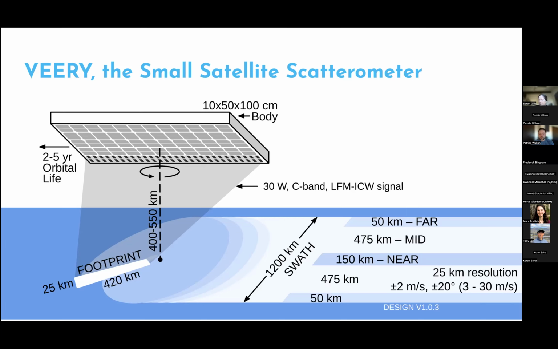The signal that the radar uses is a 30-watt C-band LFM ICW signal, and using C-band, it's the same band that the ASCAT systems that state of the art uses, has some benefits. It's a good trade-off for reducing the weather impact of the scatterometer, so it's less affected by rain than scatterometers at higher frequencies have been.